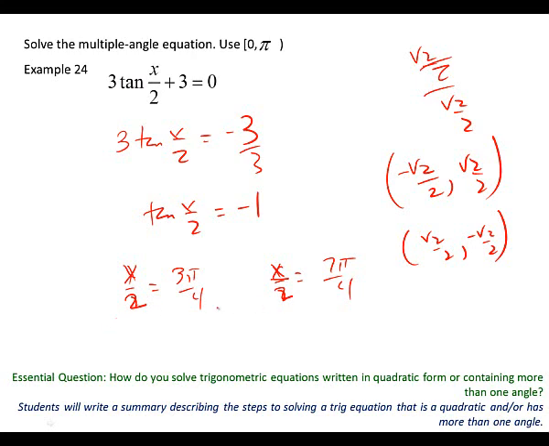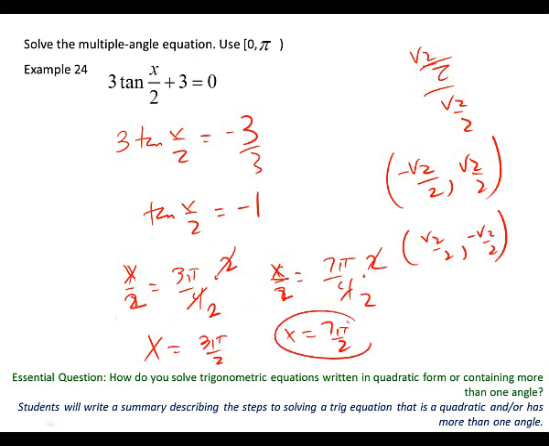This time, how do I move the 2 to the other side? Multiply it. So let's see, 2 goes into 4 2 times on both of those, right? So our x value is 3 pi over 2 or 7 pi over 2.